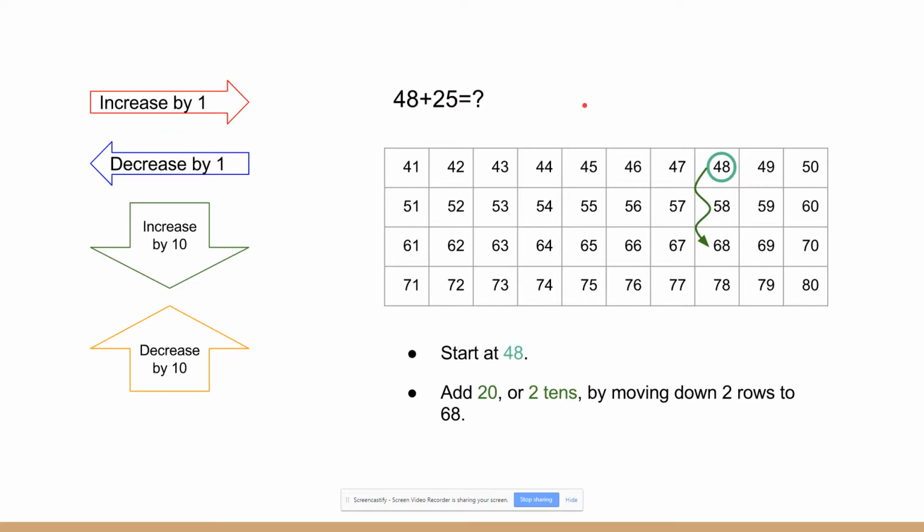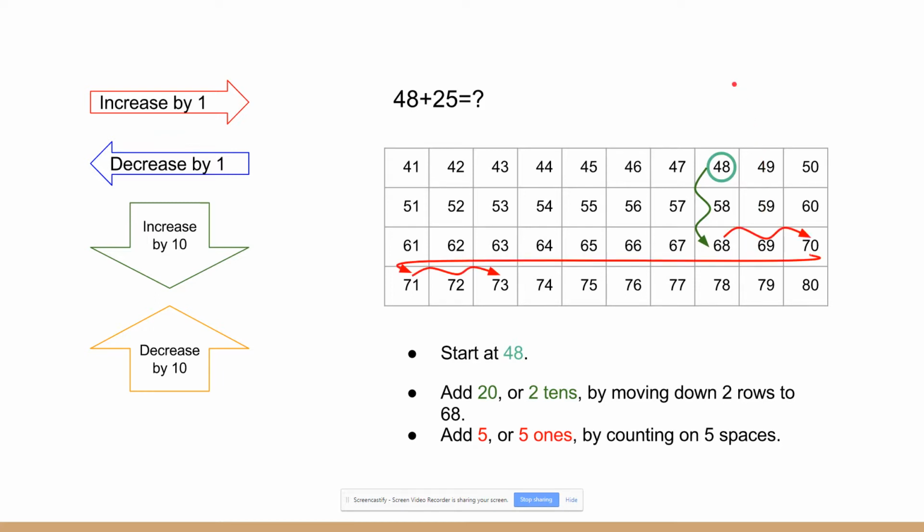Let's add on the 5. Watch how we do this. We add 5 more by counting on 5 spaces. So from right here, I'm going to count 1. Well, I'll show you the pattern. I'm going to count there, then I'm going to wrap, then I'm going to count 3 more. Watch how I do it. 1, 2, where do I go next? 3, 4, 5. I've just taken 48 and added 25 to it. So now I know that 48 plus 2 groups of 10 and 5 will get me to 73.